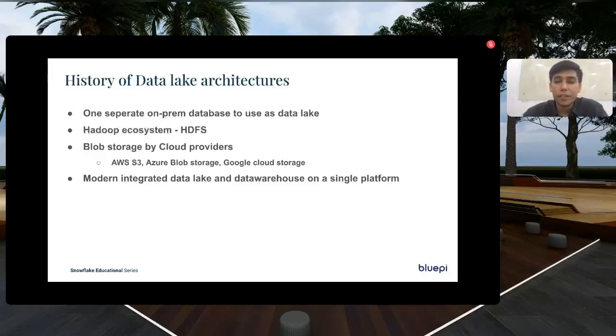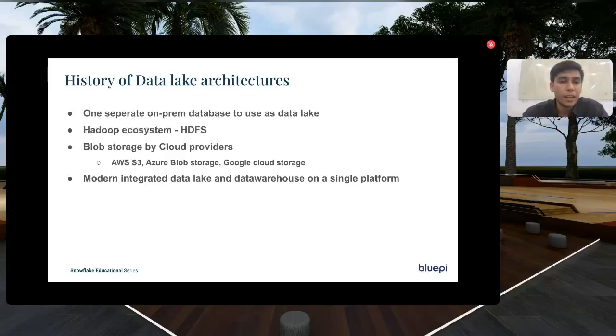With the advent of big data, the data used to come in volumes of petabytes, and as we all know, on-prem systems are not scalable. So this was an architecture which didn't fly.